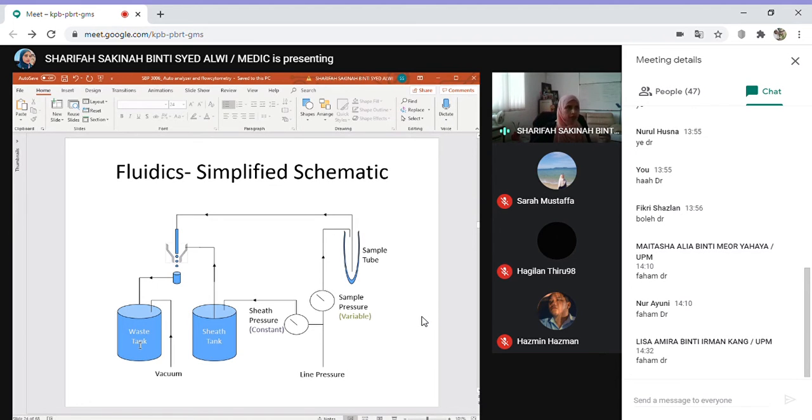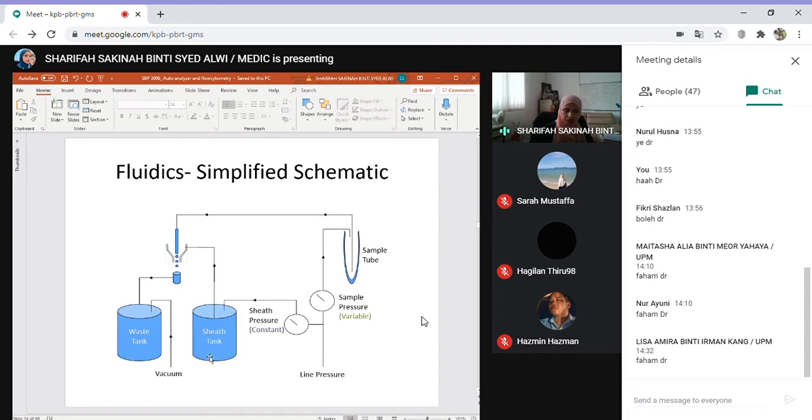That is why this flow cytometer needs maintenance. Why? Because if it is heavily used, the waste tank will be full, so we have to empty it often. There will be a vacuum. But you have to understand that this flow cytometer needs maintenance. Maintenance is very important.